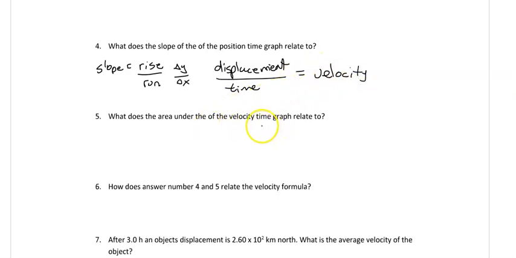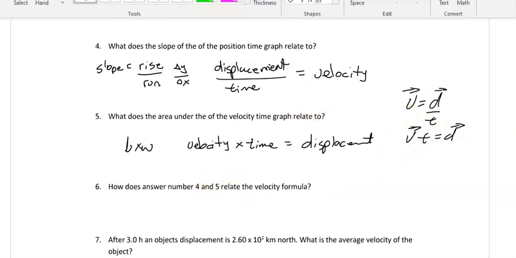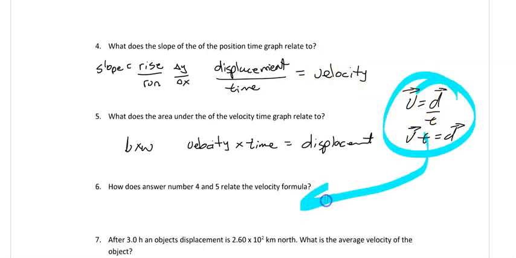The area under a velocity time graph, well, area is representative of length times width. Well, the length is velocity multiplied by the width, which is the time. Velocity multiplied by time is displacement. And that's just a manipulation of that formula, V is equal to D over T, right? Where if you multiply both sides by T, you get displacement, right? And that's how it's all relating to that velocity formula. So really, this should be put right there.